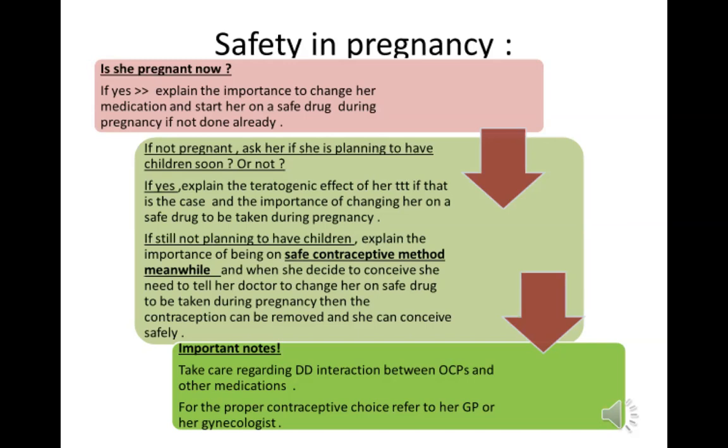You have to educate her about that. That's a warning for her. So she knows that while she is not pregnant for the moment and she is sexually active, she has to be on a safe contraceptive method. All right? Who is going to do that? You have to send her to her GP. Her GP will keep her on a safe contraceptive.